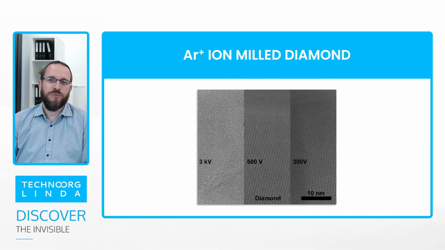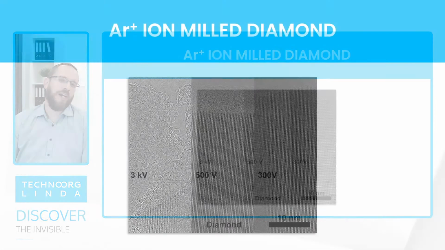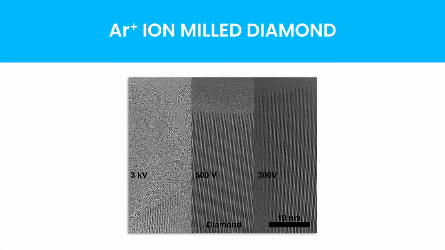Let me show you an example. This is an argon ion milled diamond piece, and you see on the left image how the sample looks when the ion milling is finished at 3 kilovolts with a high energy gun. So on the lower part of the image you see some lattice of the diamond, but obviously this sample cannot be used for a proper investigation.